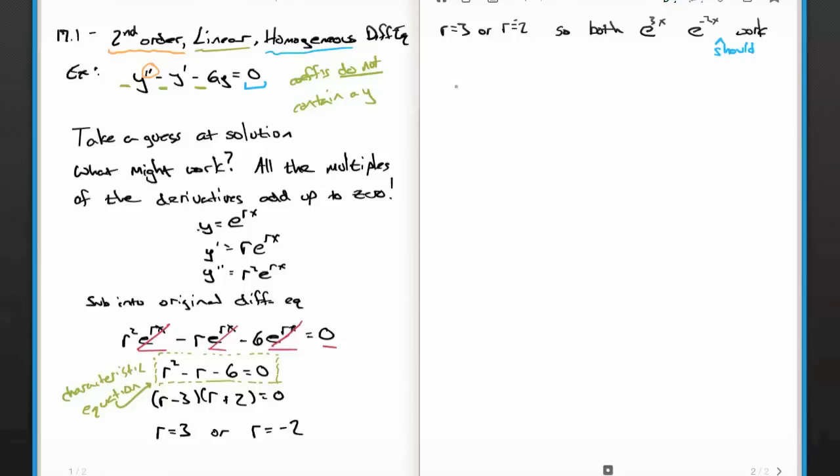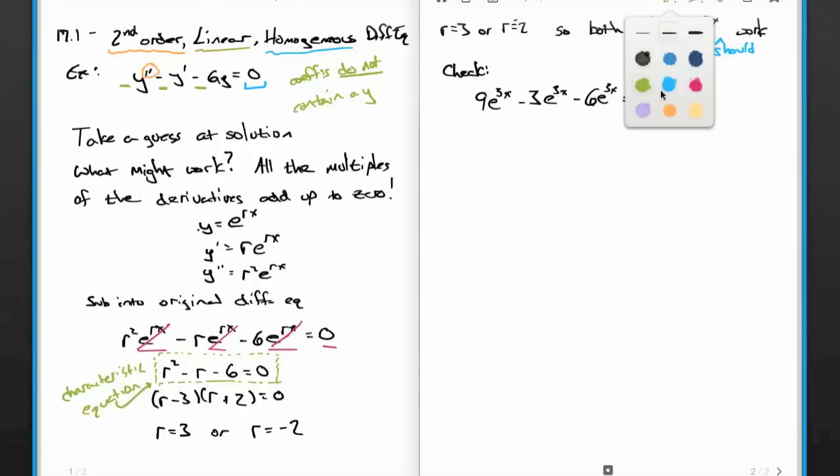All right, e to the 3x. Here's our original equation. The second derivative is 9e to the 3x, minus the first derivative, so that's minus 3e to the 3x, minus 6 times the original function, which is 6e to the 3x, equals 0. 9 minus 3 minus 6. Sure enough, that one works.